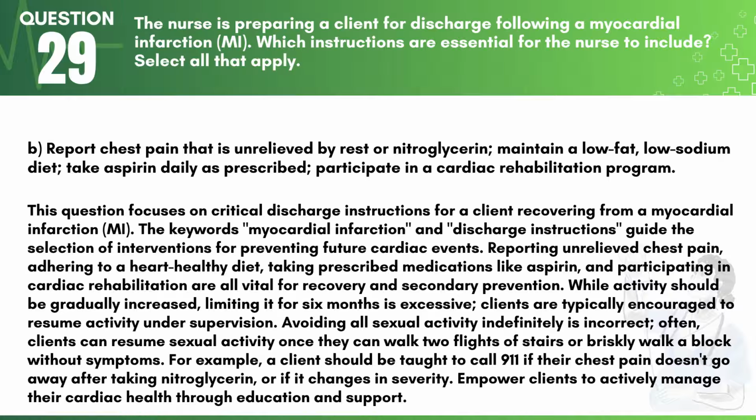While activity should be gradually increased, limiting it for 6 months is excessive. Clients are typically encouraged to resume activity under supervision. Avoiding all sexual activity indefinitely is incorrect. Often, clients can resume sexual activity once they can walk 2 flights of stairs or briskly walk a block without symptoms. For example, a client should be taught to call 911 if their chest pain doesn't go away after taking nitroglycerin, or if it changes in severity. Empower clients to actively manage their cardiac health through education and support.